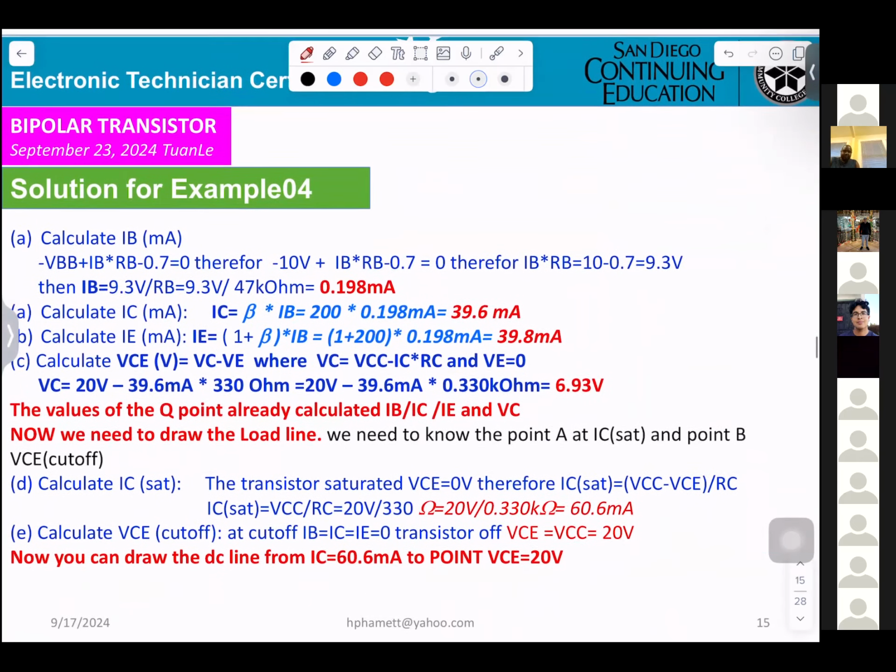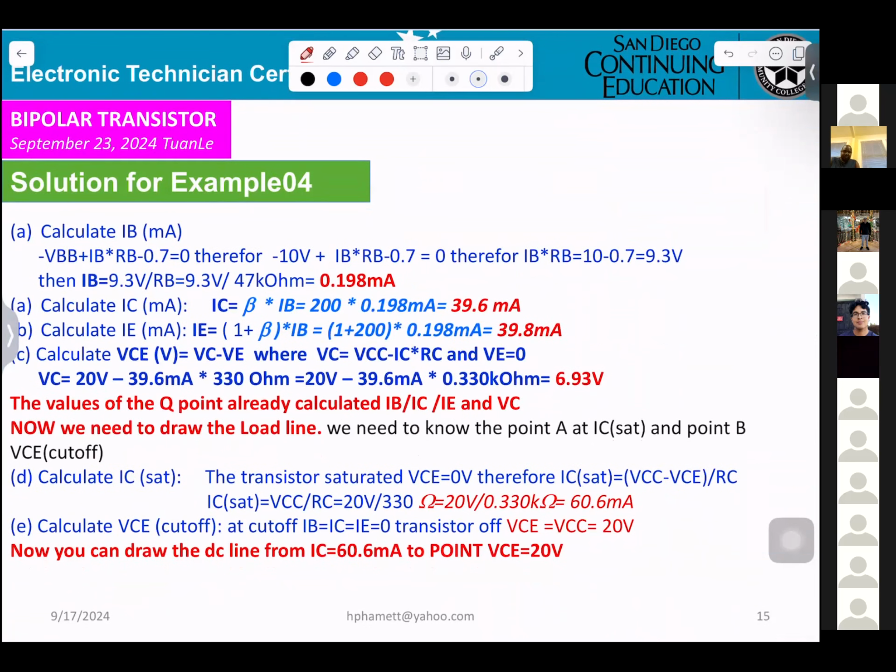Now, solution. That means in here, they already give you a solution for example number 4. Hopefully you can go through it. And if anything is confusing, next meeting you can bring it up. We can help you.